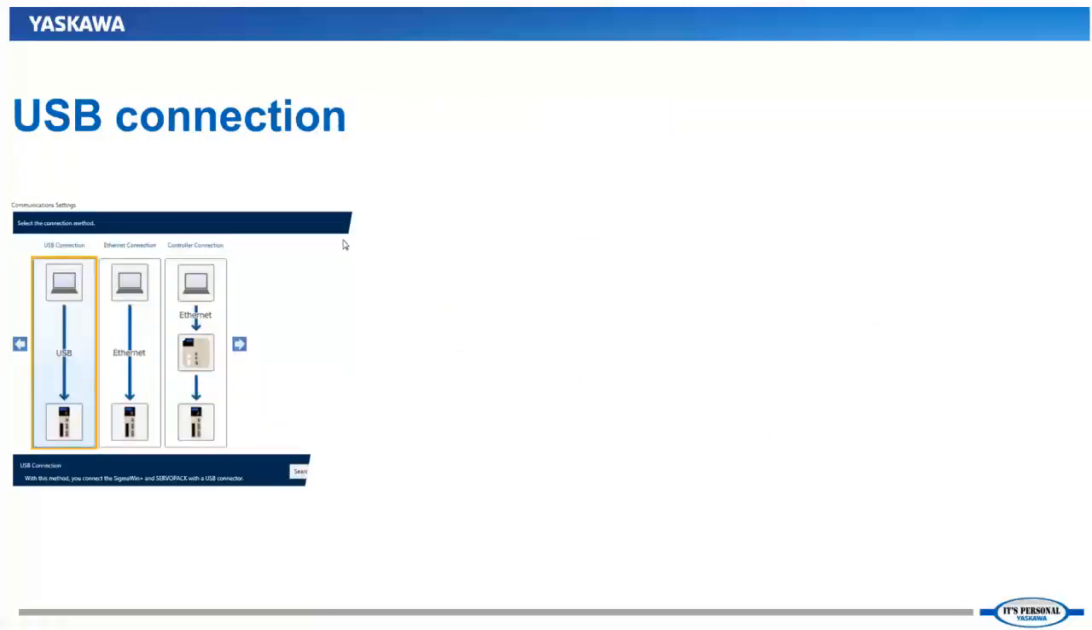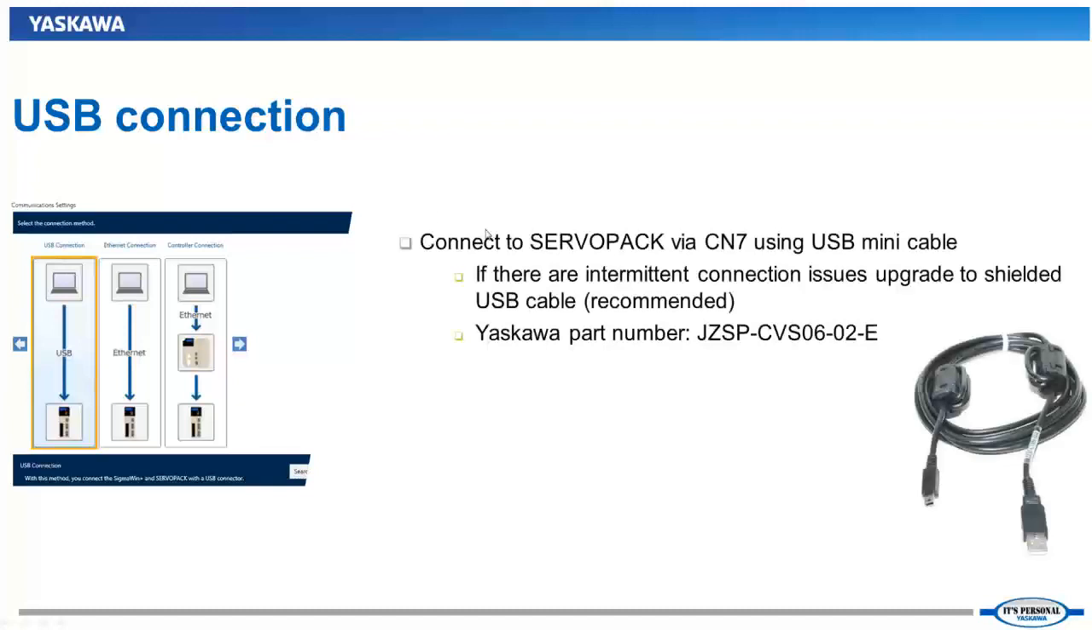USB connection, pretty straightforward. This is the standard. Use your Sigma7 cable, which will be the USB to USB mini. I've had a few people calling in with issues where they get intermittent connection issues, and just a reminder that we do recommend you use shielded USB cable, part number right there for one of those. This is also the only connection option for your analog pulse or indexer models of SERVOPACK.